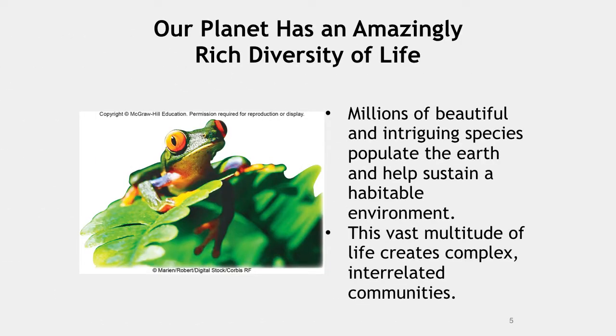Perhaps the most amazing feature of our planet is its rich diversity of life. This vast multitude of life creates complex, interrelated communities where towering trees and huge animals live together with, and depend upon, such tiny life forms as viruses, bacteria, and fungi. Together, all these organisms make up delightfully diverse, self-sustaining ecosystems, including dense, moist forests, vast, sunny savannas, and richly colorful coral reefs.